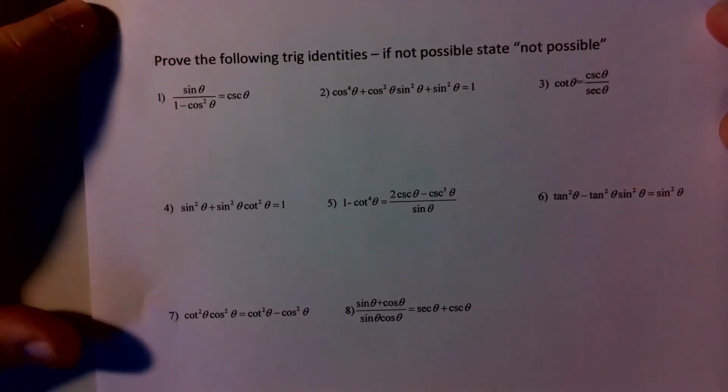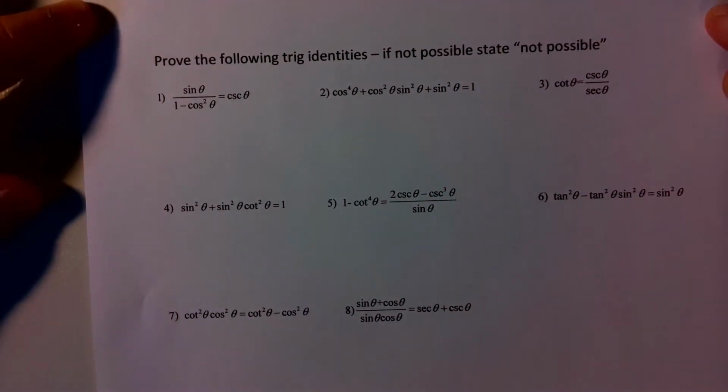Okay, so here's 9 of them. If you want to pause it and copy any of these down, you can. I don't think I have this sheet available on the website, so if you want any of these, you can. These ones are all simplifications, which means that we're going to try and make them smaller. And these ones down here on the bottom are all trig identities.